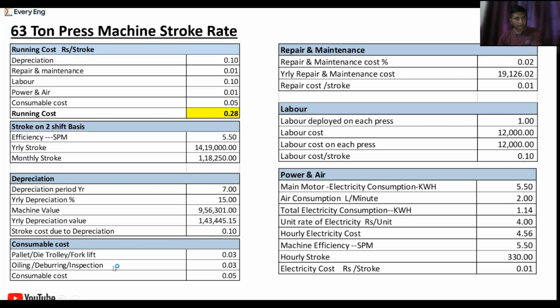Second one is consumable cost. During production, we are using some hand gloves, some oil, pallet inspection, deburring. So that cost is the consumable cost. And what is the thumb rule? What is the calculation method? There is no thumb rule, no standard formula. We only calculate it in our plant from our past experience.